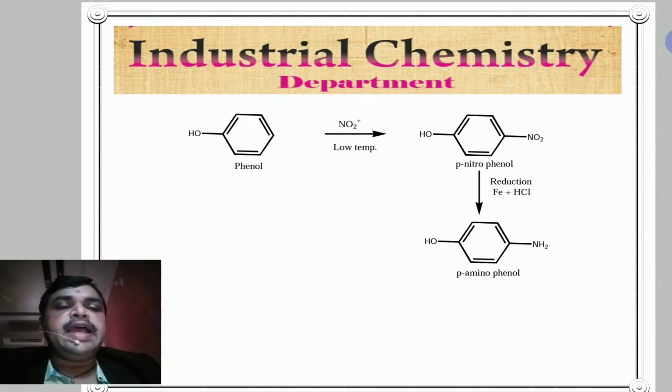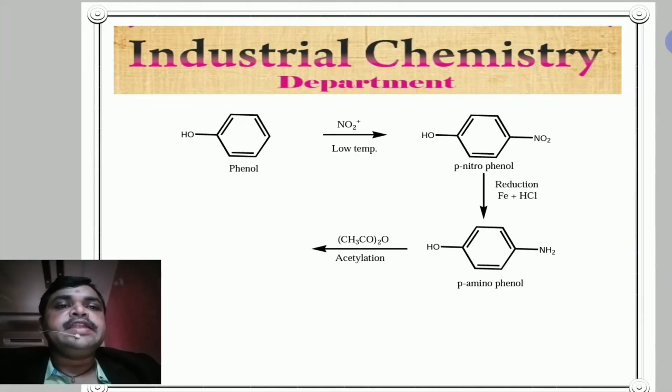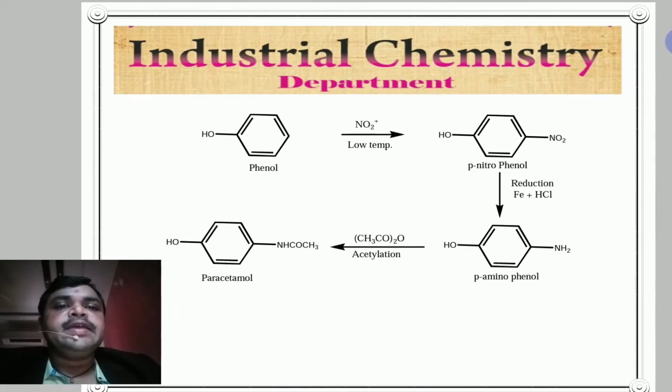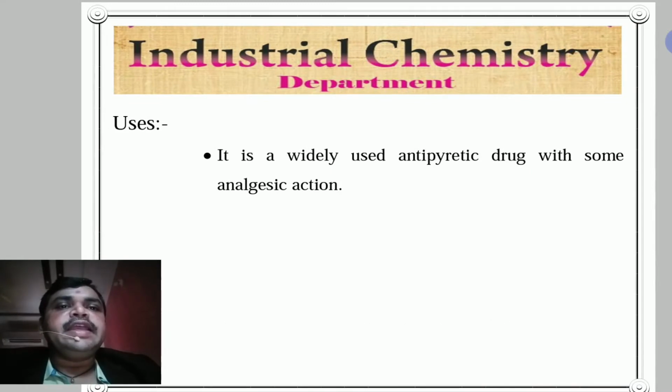Now, this para-aminophenol is treated with acetic anhydride. Here, acetylation takes place. So, with acetic anhydride, the acetyl group is introduced and we get paracetamol, the final product. Uses: it is a widely used antipyretic drug with some analgesic actions.